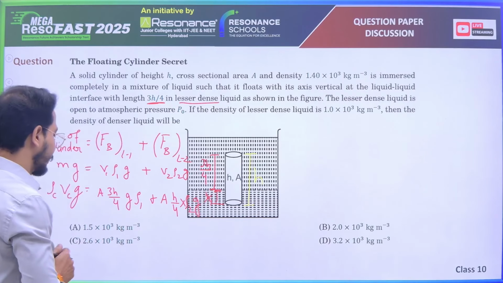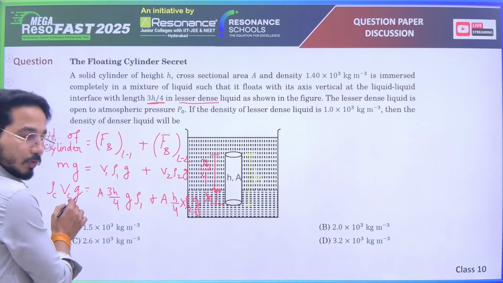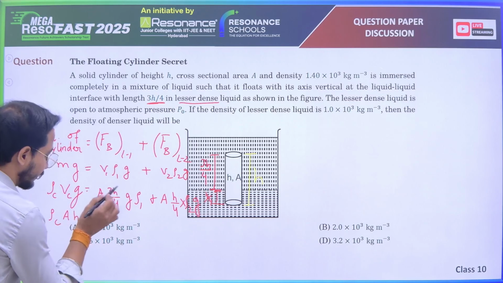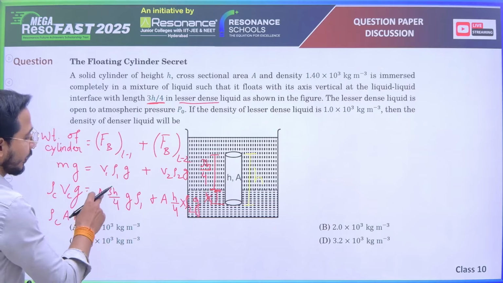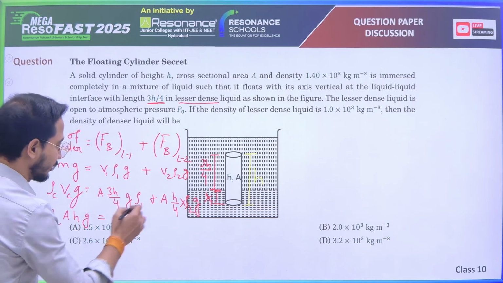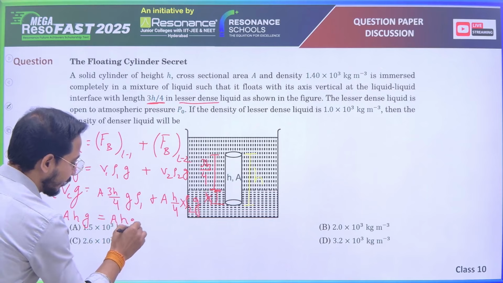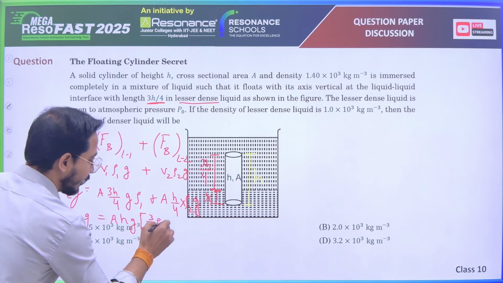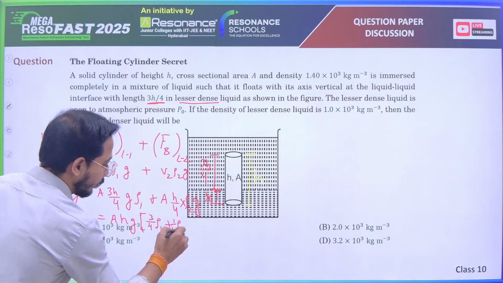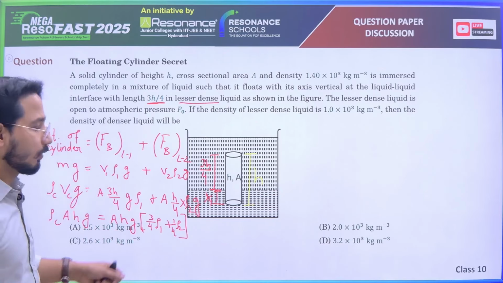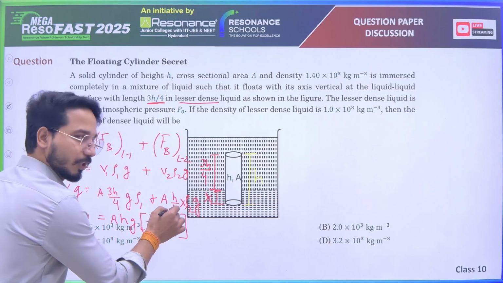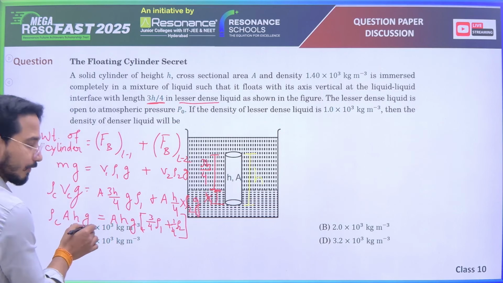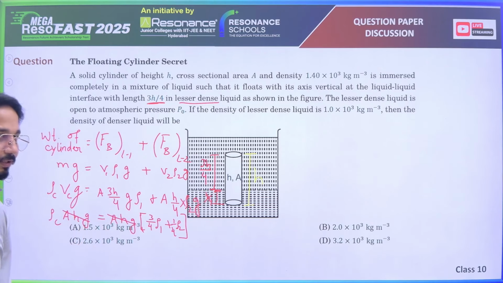Clear? Next, here also the total volume of the cylinder is asked. So the total weight of the cylinder we can write as area into height of the cylinder into G. This will be equal to, if I take area, height and acceleration due to gravity common, this equation will become 3 by 4 into rho 1 plus 1 by 4 into rho 2, right? 3 by 4 into rho 1 plus 1 by 4, h by 4 was there, so 1 by 4 rho 2, right? So area, height and acceleration due to gravity, these all three variables will cancel out with each other.